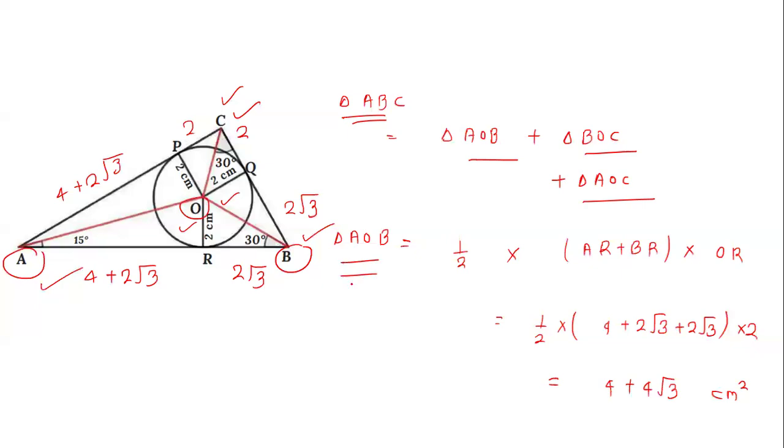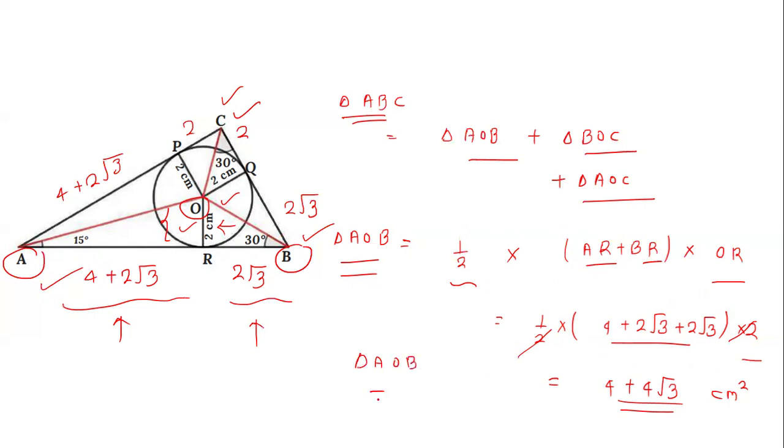So what is the area of the triangle AOB? It is half times base, which is AR plus BR, and this perpendicular height is OR. So this AR is 4 plus 2 root 3 and BR is 2 root 3. And OR is the 2 centimeters. So this 2 and 2 cancel and it will become 4 plus 4 root 3. So now we know the area of the triangle AOB is 4 plus 4 root 3.